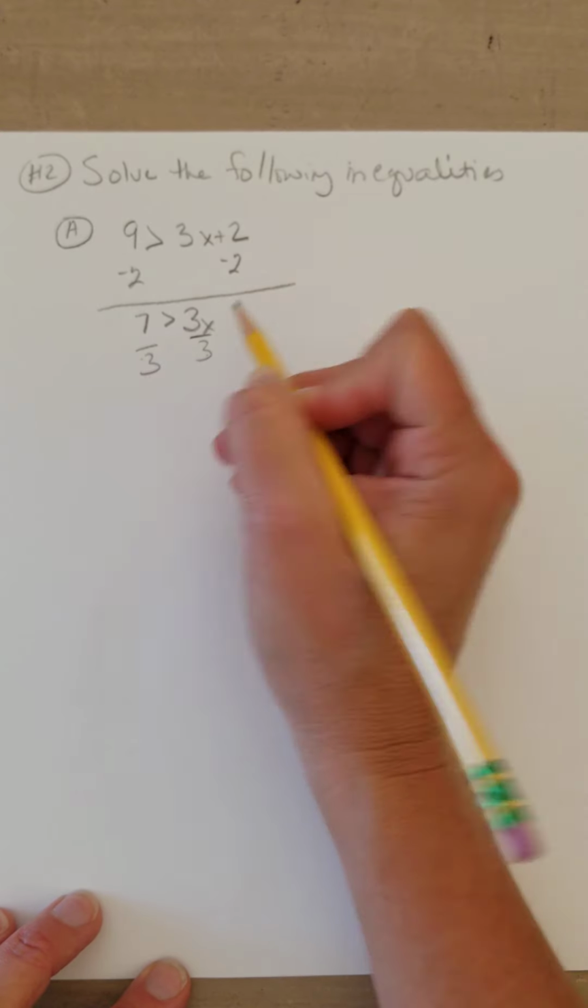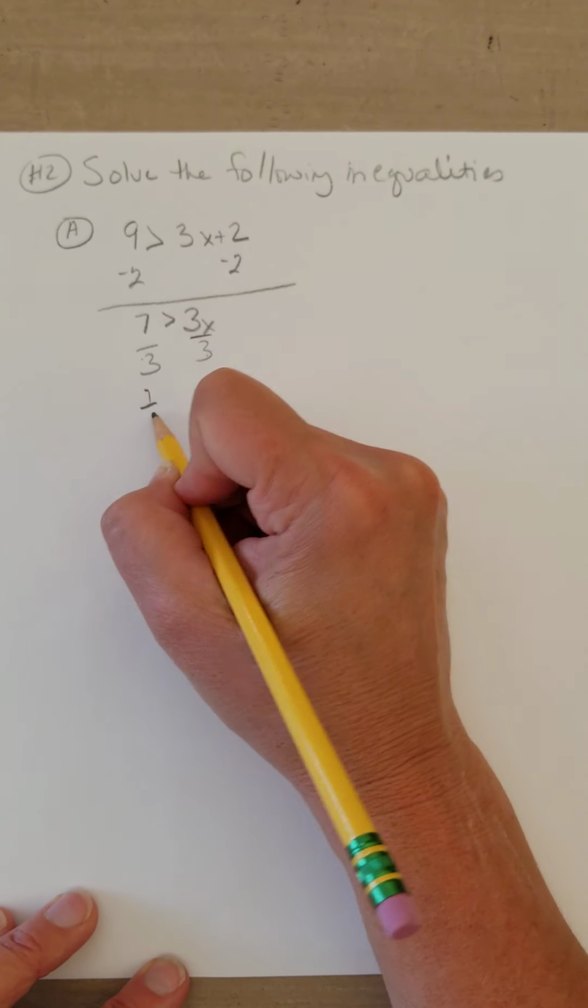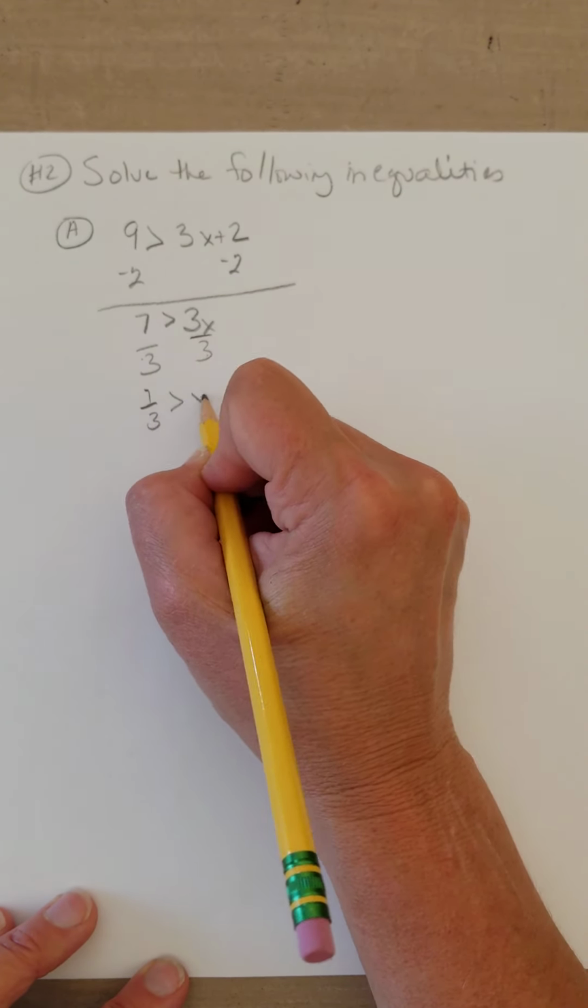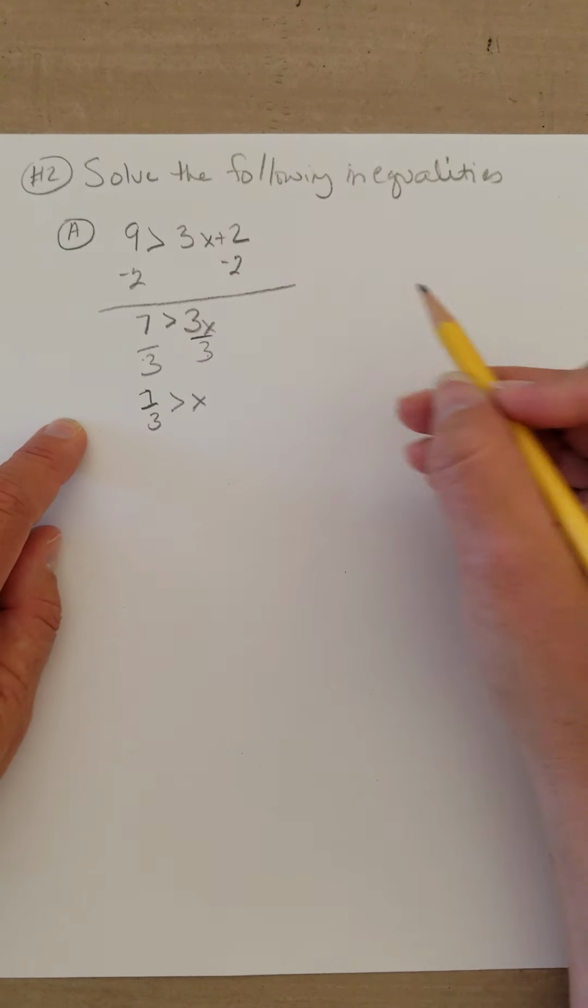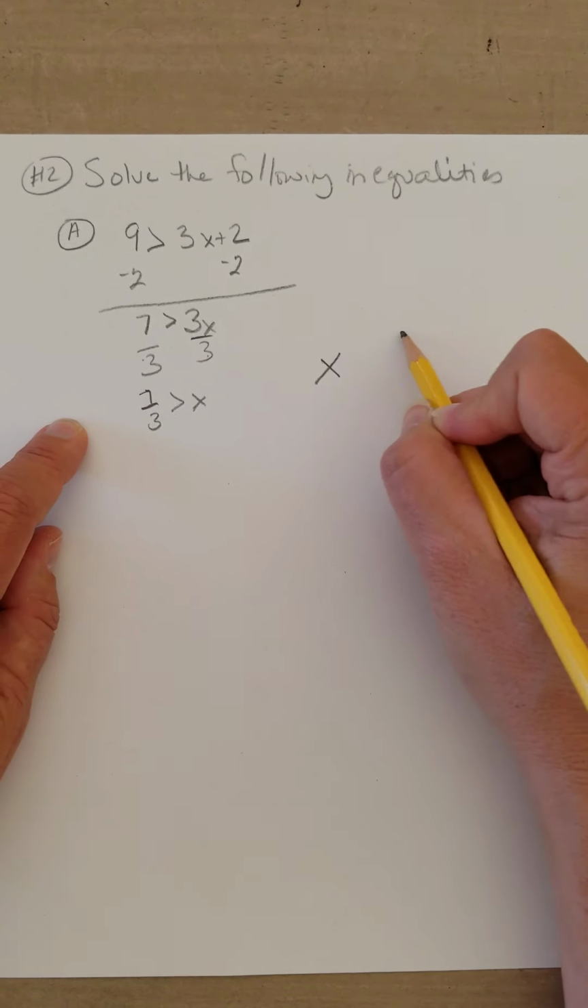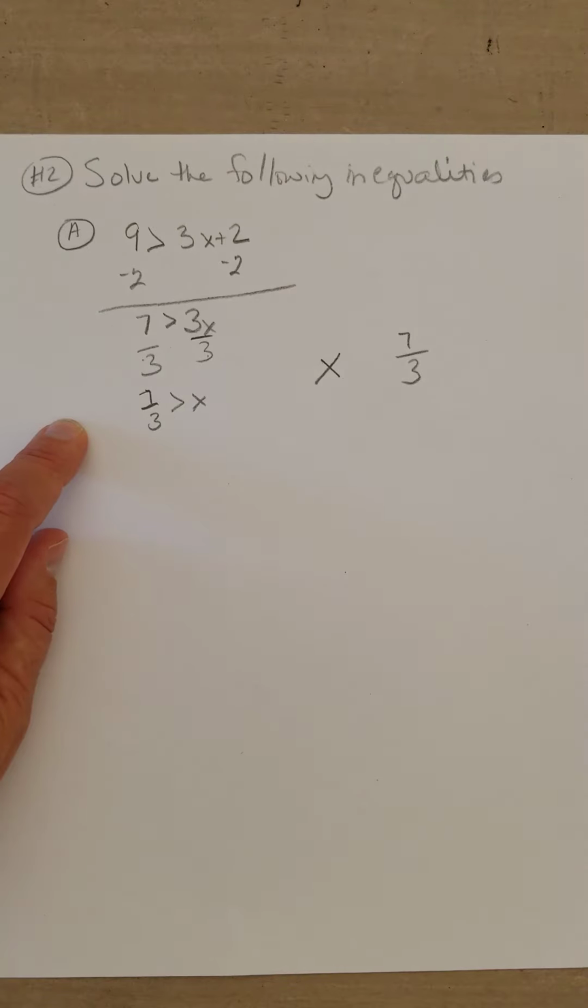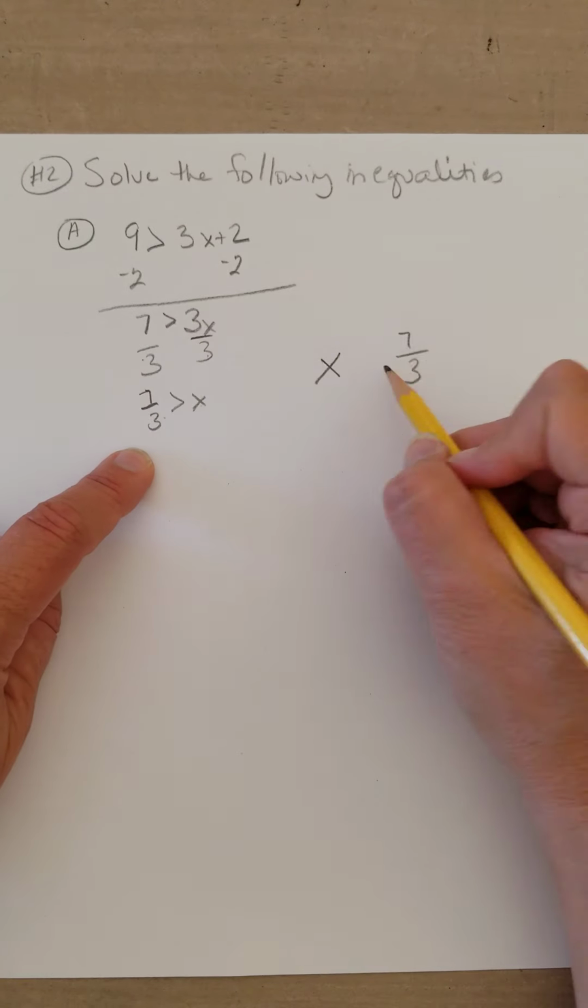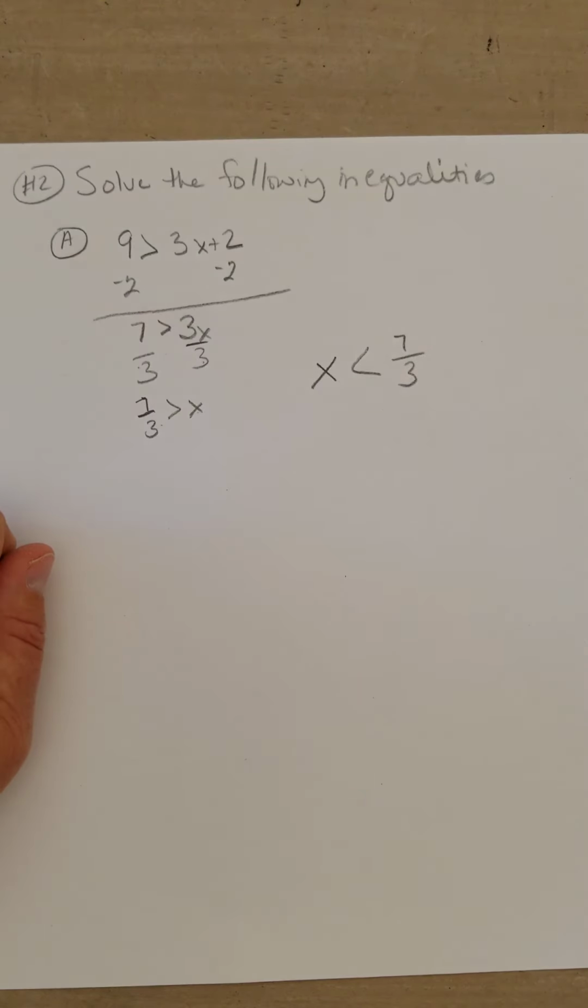Dividing both sides by a positive 3, does that flip this? No. We're going to have 7/3 is greater than x. Now, usually the math way of doing it is to have the x first and then the 7/3 on the other side. So this says that x is less than 7/3. There we go.